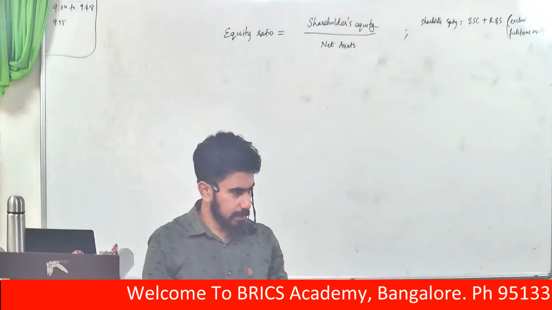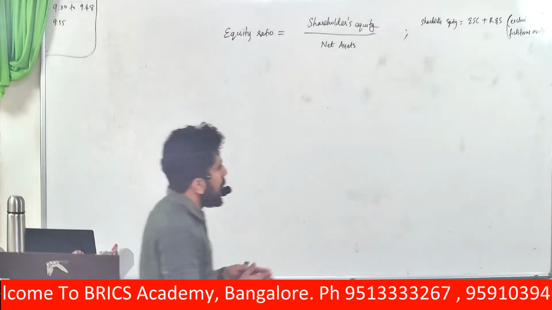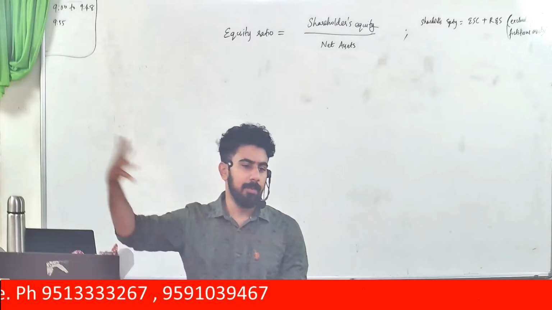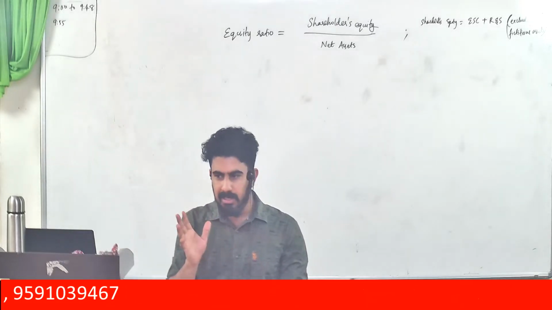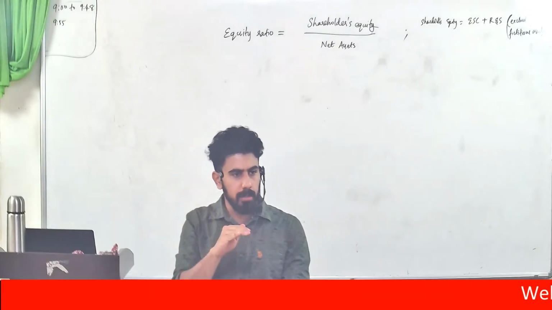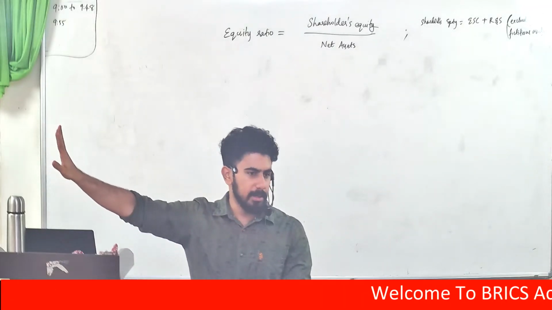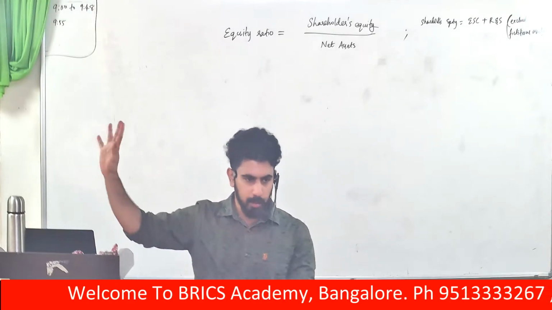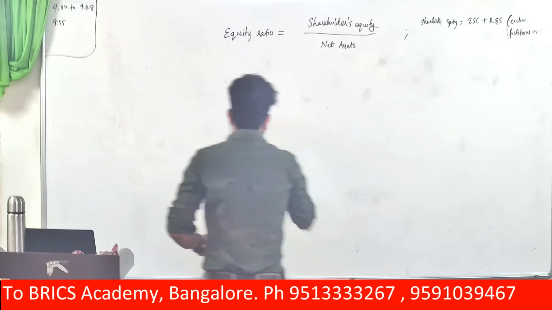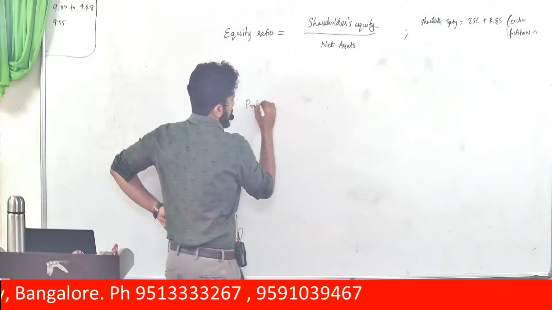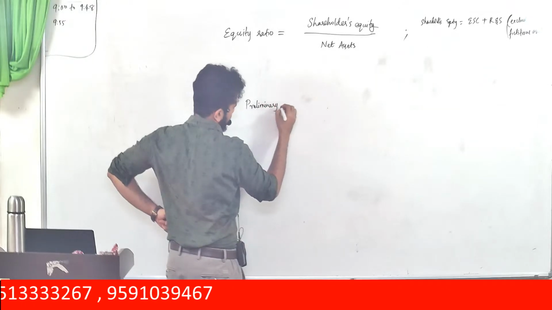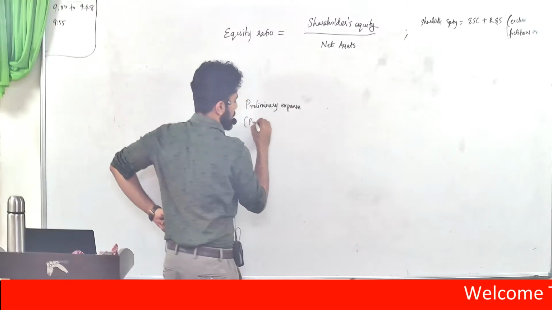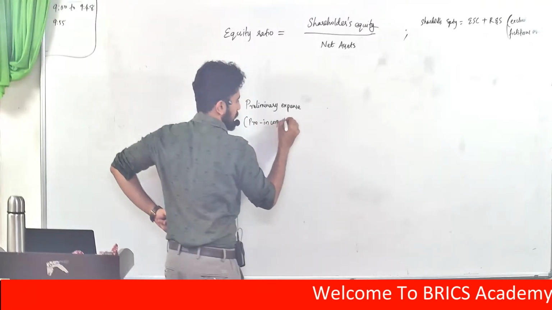So a fictitious asset is not a real asset. It is more of an imaginary one. It is brought to the balance sheet because it can't be put anywhere else. That is, it doesn't have any value. It is simply put on the asset side because it can't be put anywhere else. Example: you have heard about preliminary expenses, or you call it pre-incorporation expenses.